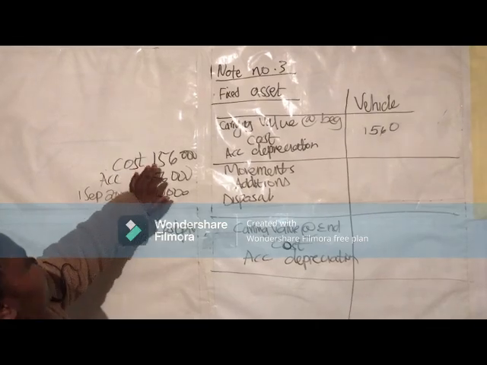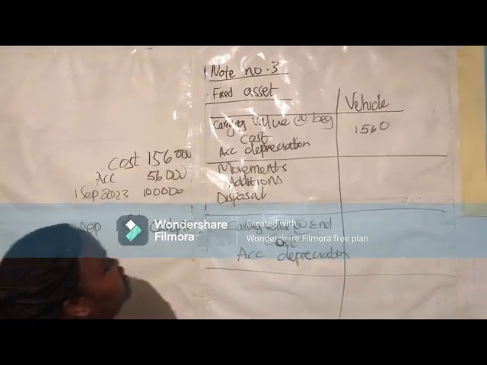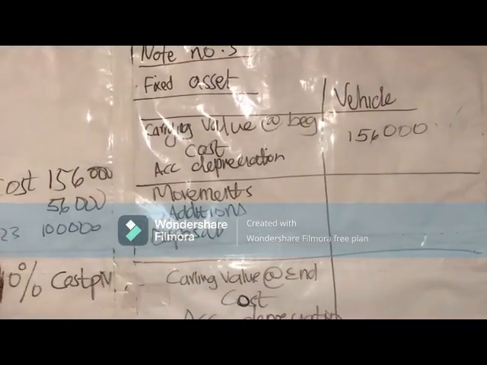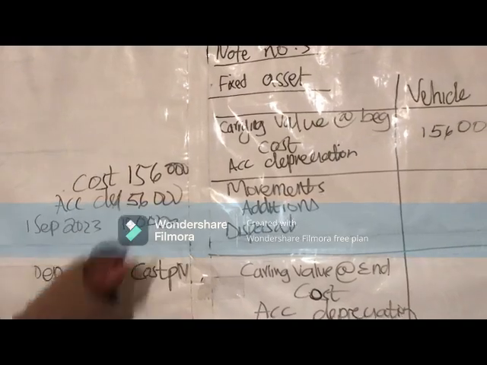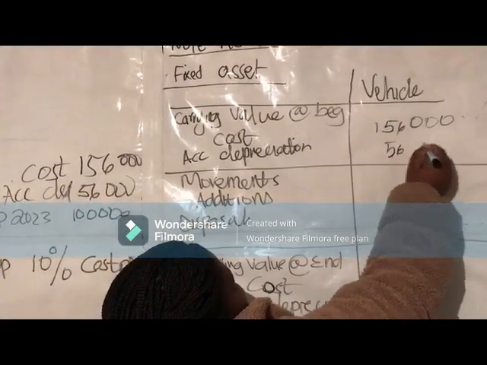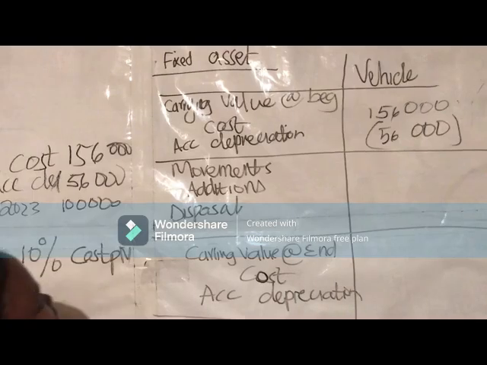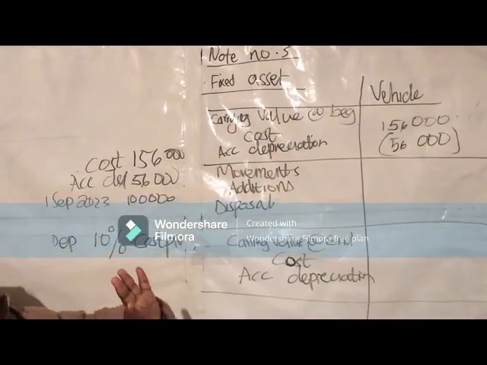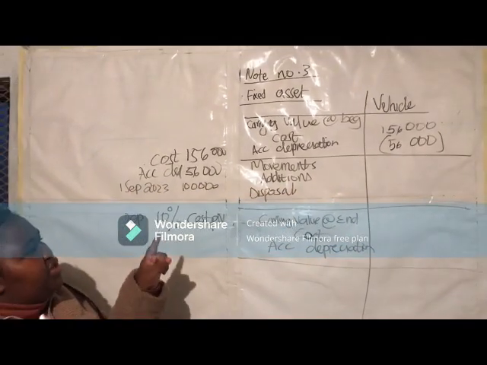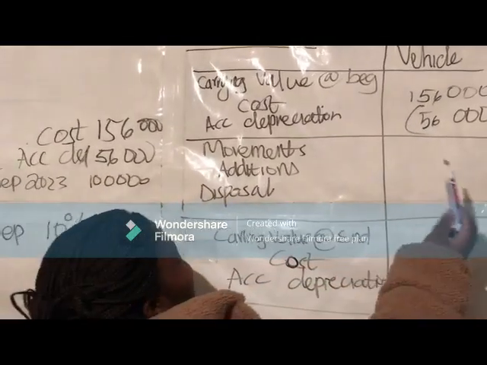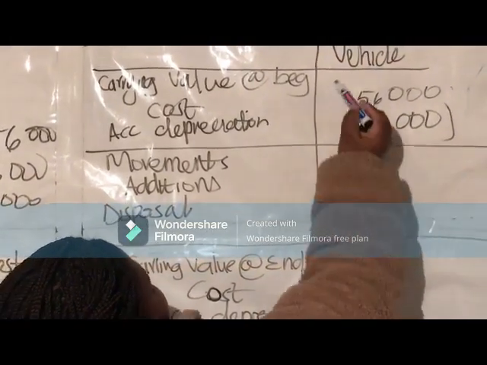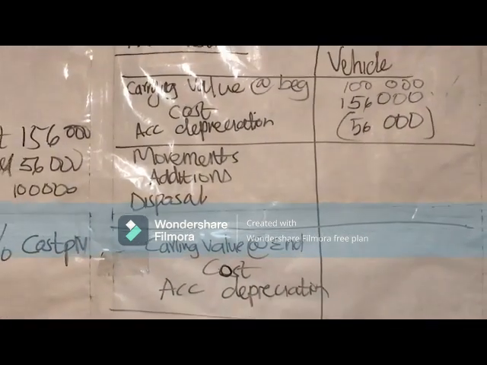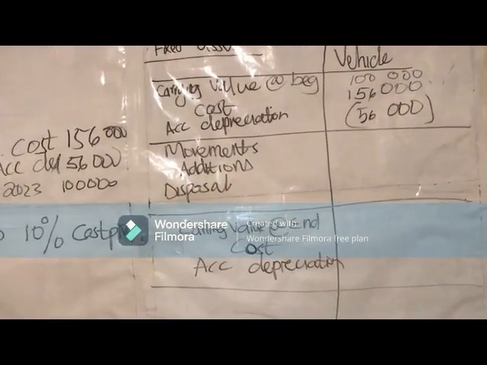So at the beginning of the year, the cost was 156,000. We take the cost and put it here. What was accumulated depreciation? It was 56,000. So we take the 56,000 and put it here. Remember, we said the cost minus accumulated depreciation will give us our carrying value at the beginning of the year. That's why I'm putting my accumulated depreciation in brackets to show that we are subtracting. 156 minus 56 gives me 100,000. So that means the carrying value of my vehicle at the beginning of the year is equal to 100,000.